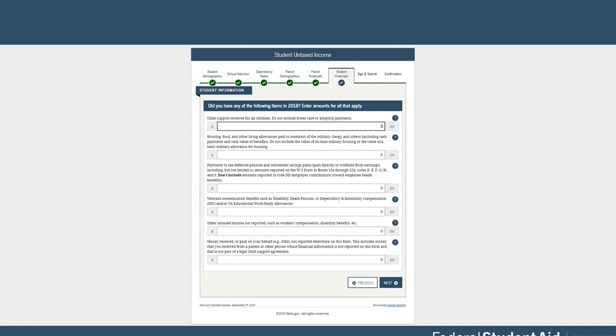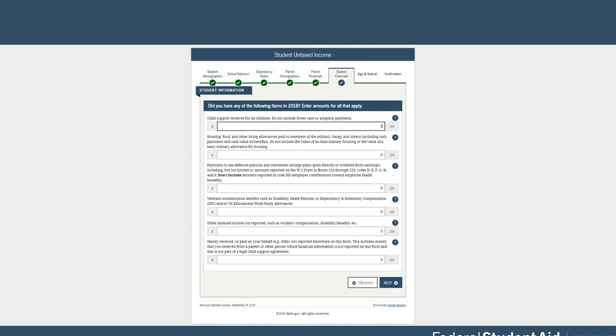All right, moving along to the next slide. Did you have any of the following items? Child support received? Probably not. Housing, food, and living allowances paid to members of the military? This is you, remember, so probably not. Payments to tax-deferred pension and retirement savings plans? Probably not. Veterans non-education benefits? I would say probably not. Other untaxed income not reported, such as worker compensation, disability benefits, etc., probably not.